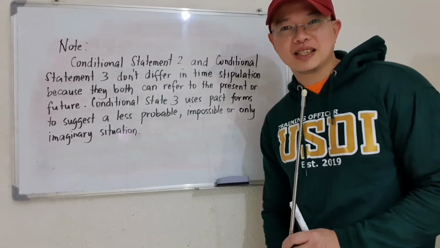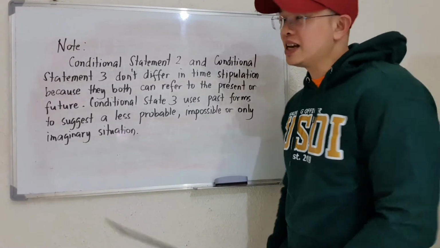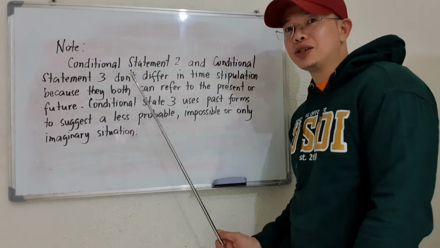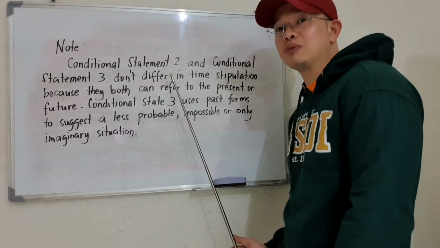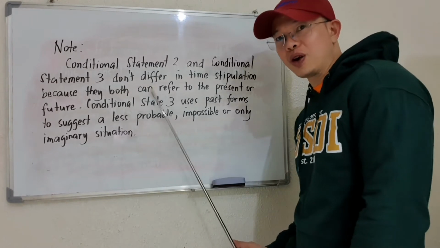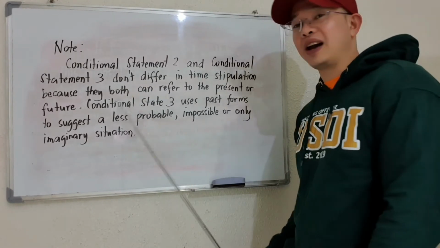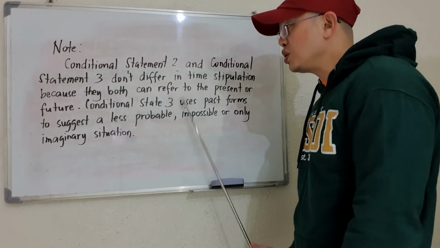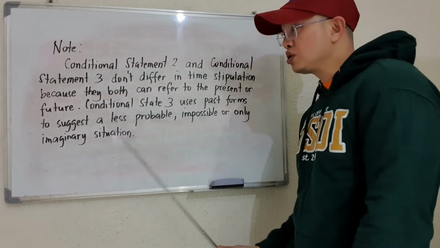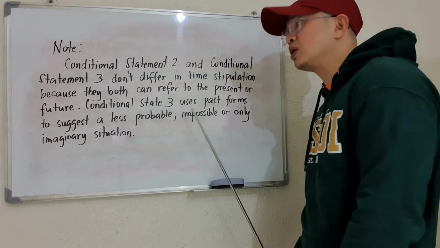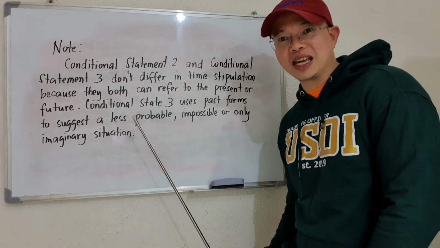By the way, there is an important note. Conditional statement 2 and conditional statement 3 don't differ in time stipulation because they both can refer to the present and future. Conditional statement 3 uses past forms to suggest a less probable, impossible, or only imaginary situation.